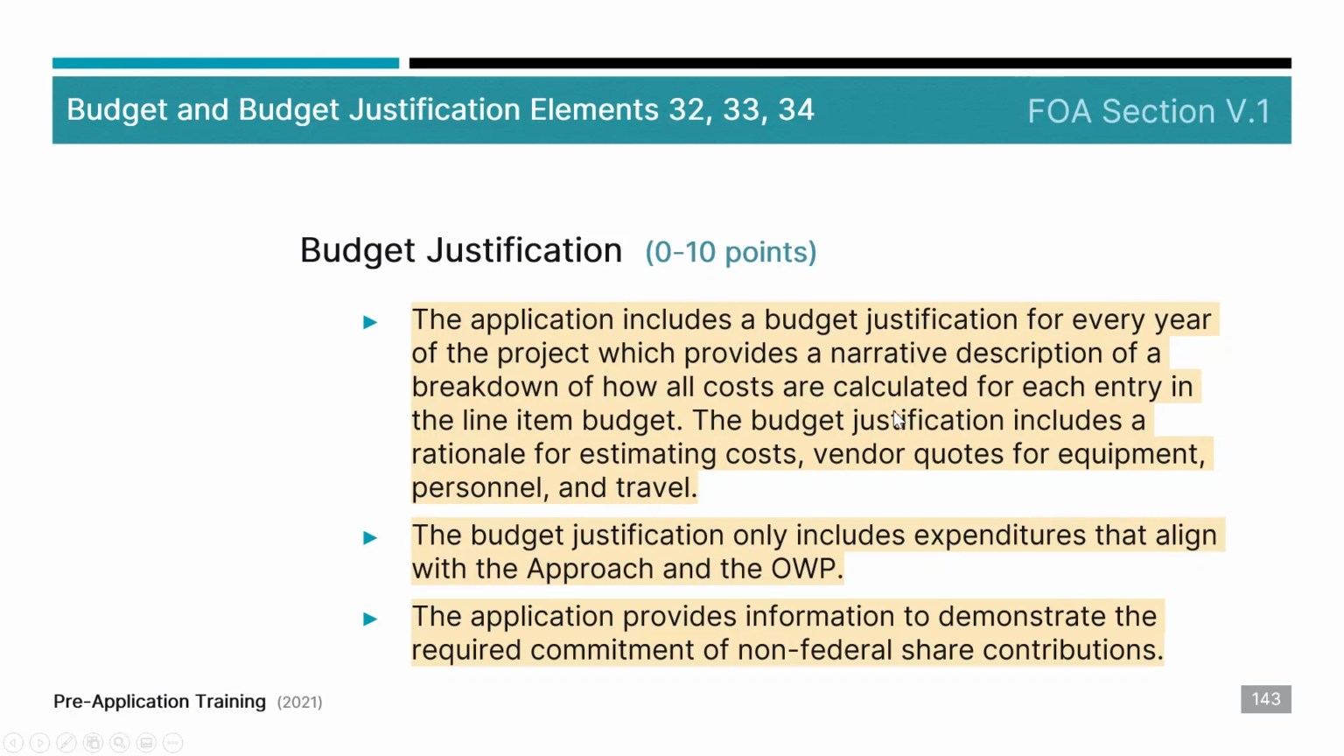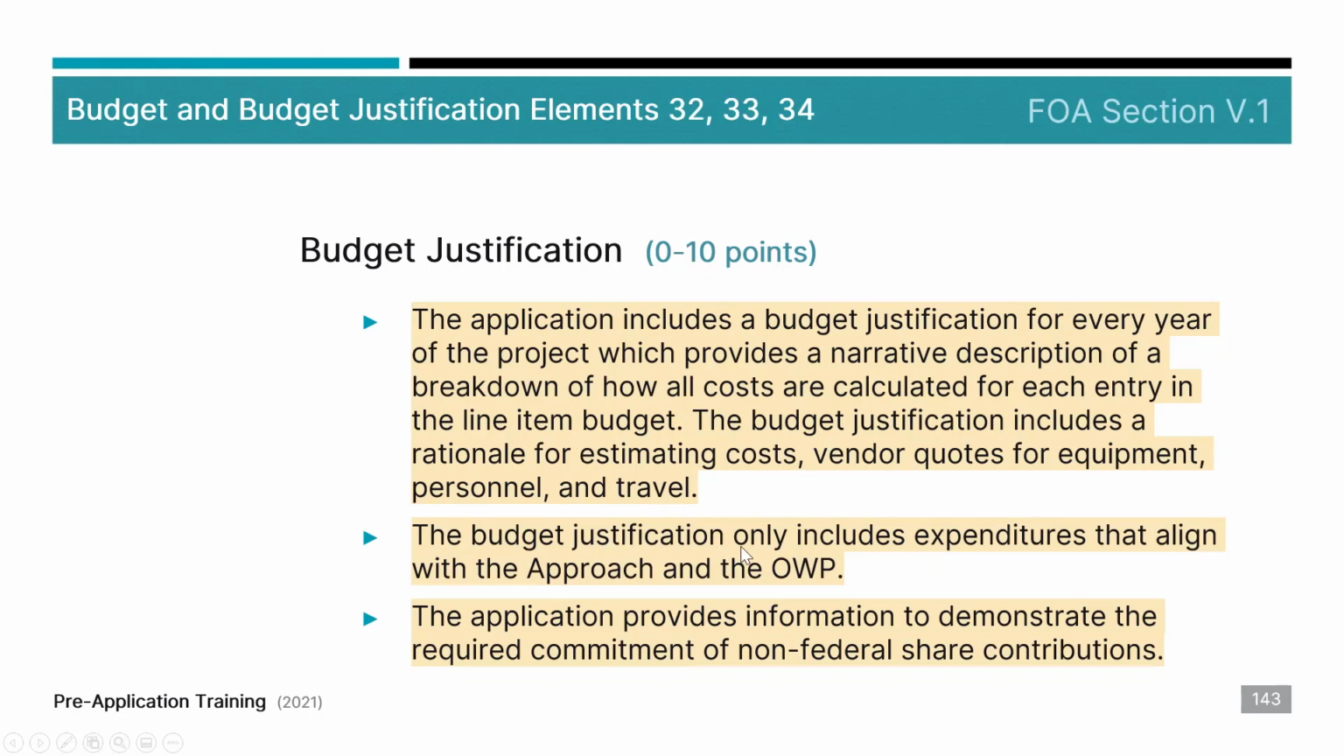It doesn't benefit you at all if you include a 3-year total budget justification, especially if you haven't provided the yearly ones in addition. There are no points awarded for having that 3-year total budget justification and line item budget. So you don't need to do that, but you do have to do the yearly breakdown for your budget and budget justification. So you have to include that narrative description of the breakdown of costs and how they're calculated for every line item budget.